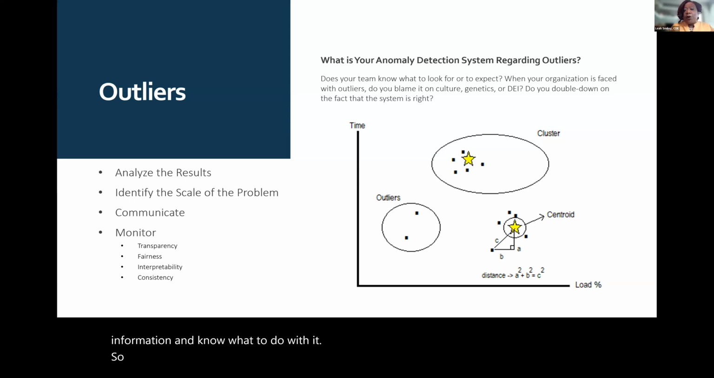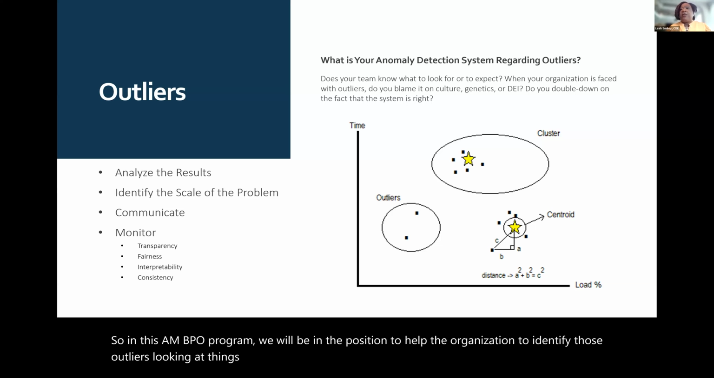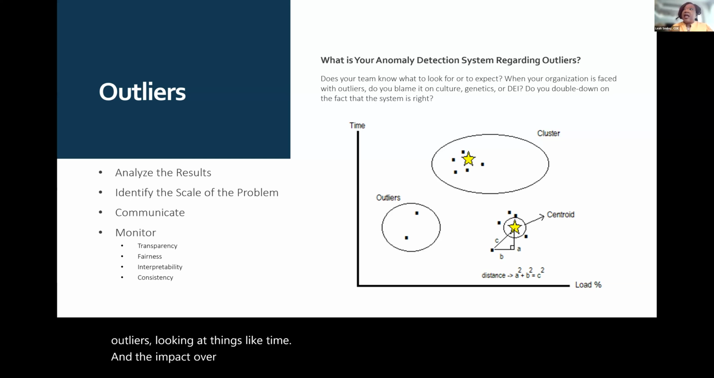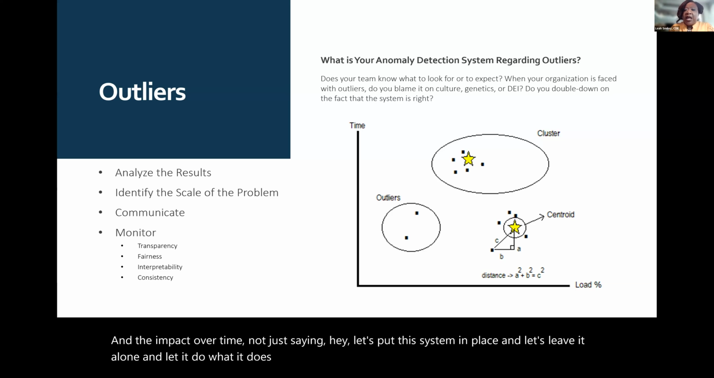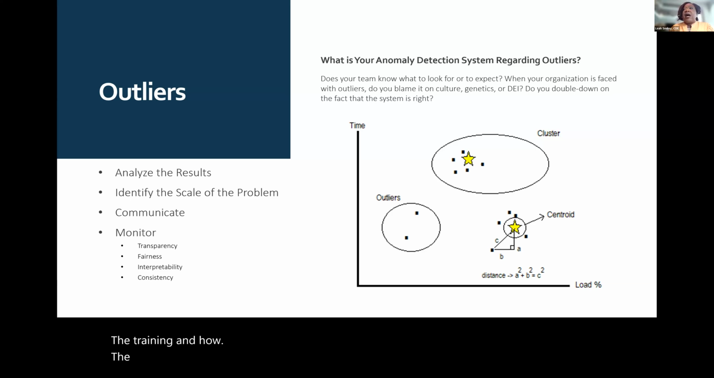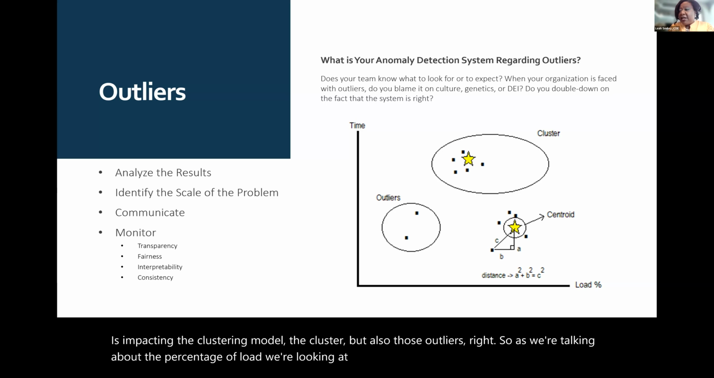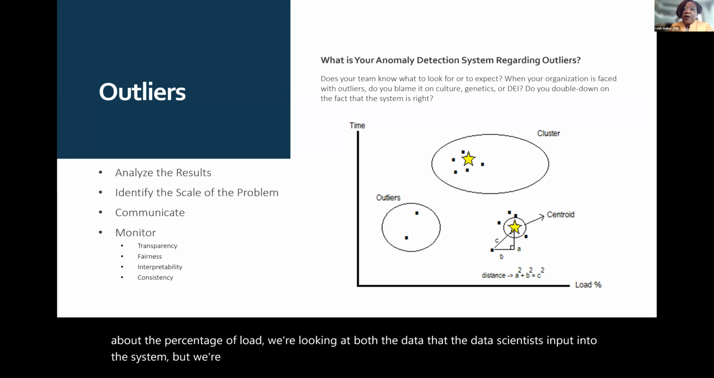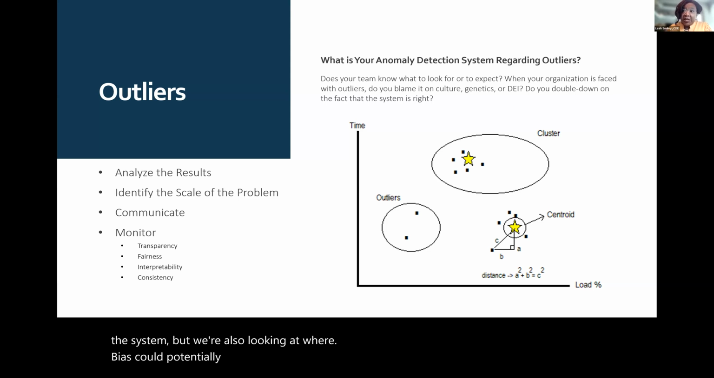So, in this AMBP-L program, we will be in the position to help the organization to identify those outliers, looking at things like time, and the impact over time, not just saying, hey, let's put this system in place and let's leave it alone and let it do what it does, right? We will also be able to look at the training and how the training data is impacting the clustering model, the cluster, but also those outliers, right? So as we're talking about the percentage of load, we're looking at both the data that the data scientists input into the system, but we're also looking at where bias could potentially iterate in the system over time.